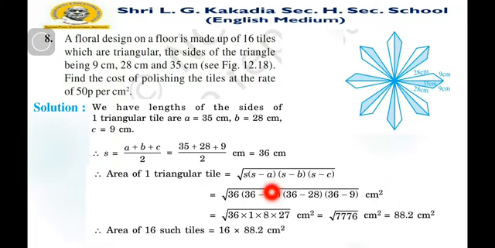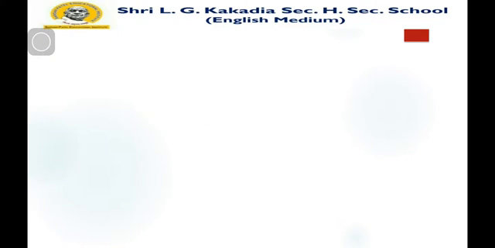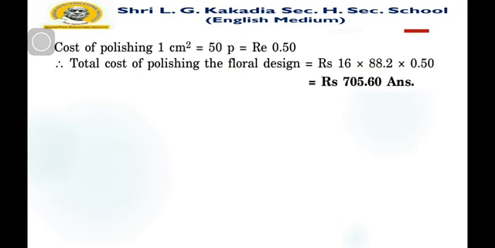88.2 centimeter square. Hence the area of such 16 tiles, we can find, is 16 into 88.2 centimeter square. So let us find the cost of polishing it. The cost of polishing 1 centimeter square is equal to 15 paisa, which is equal to rupees 0.50. The total cost of polishing the floral design is equal to 16 into 88.2 into 0.50, which is equal to rupees 705.60.